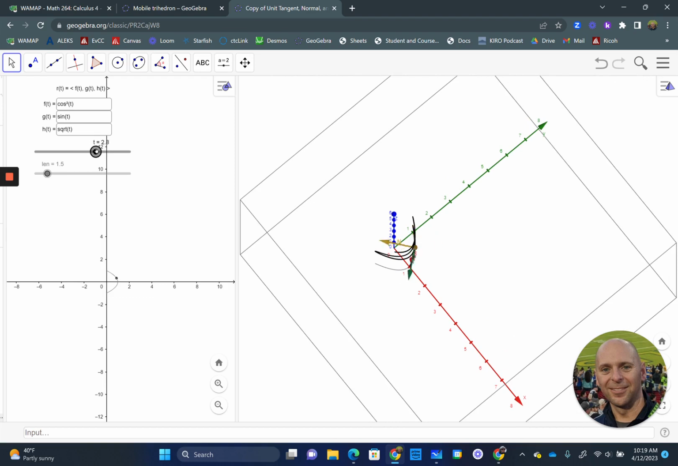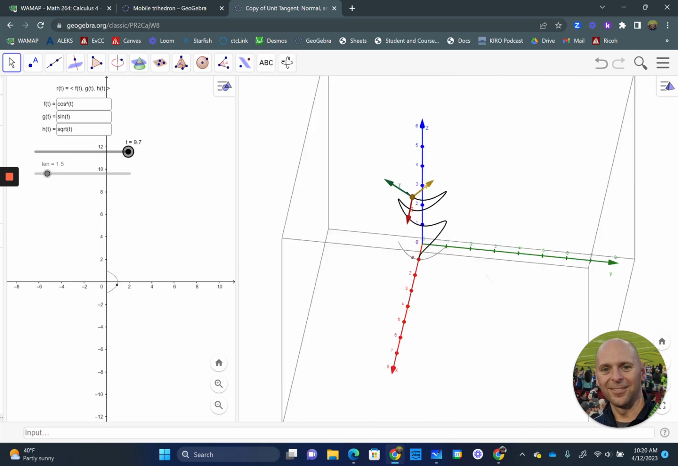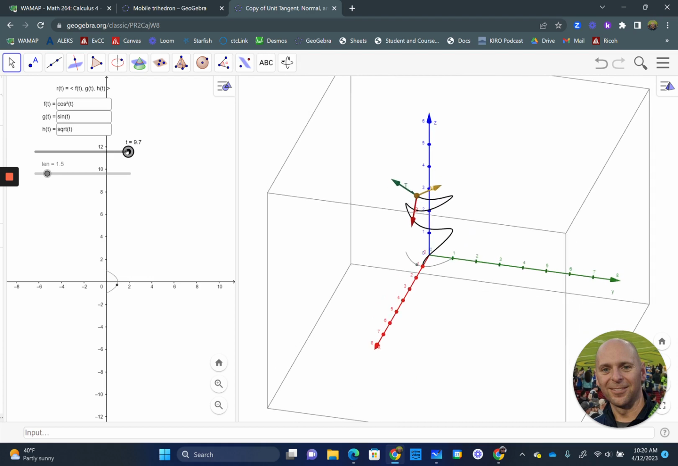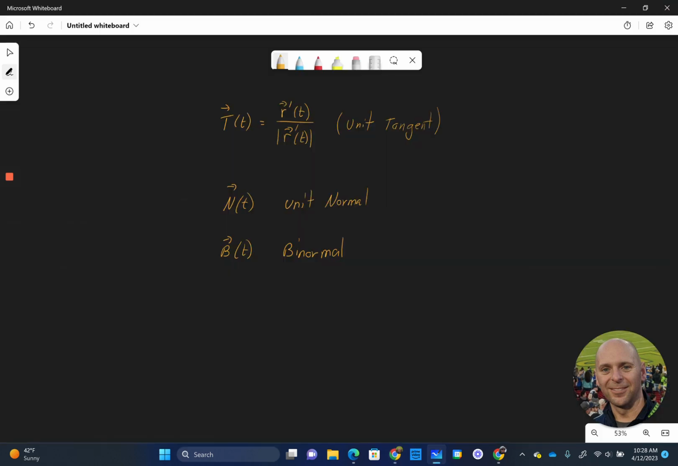Again, traveling up along that space curve, we can see how it's twisting and turning. So pretty nice visual, again, just giving us an expectation of what it is that we're looking for and why it is important that we need this particular quantity. Okay, so let's jump back here and start defining that unit normal for ourselves.